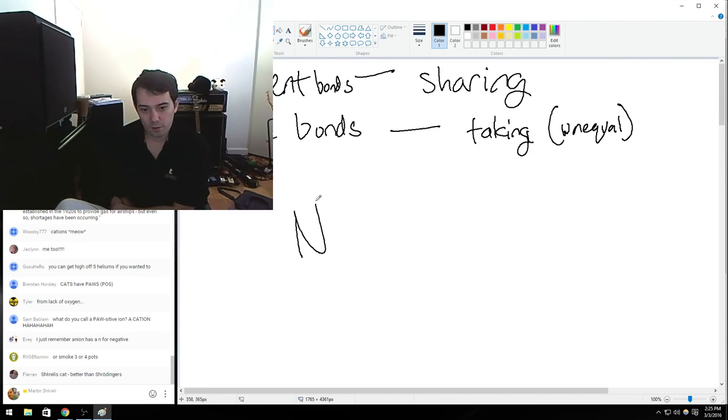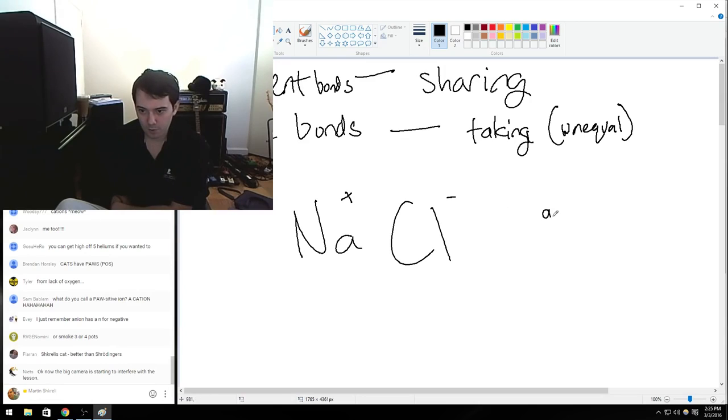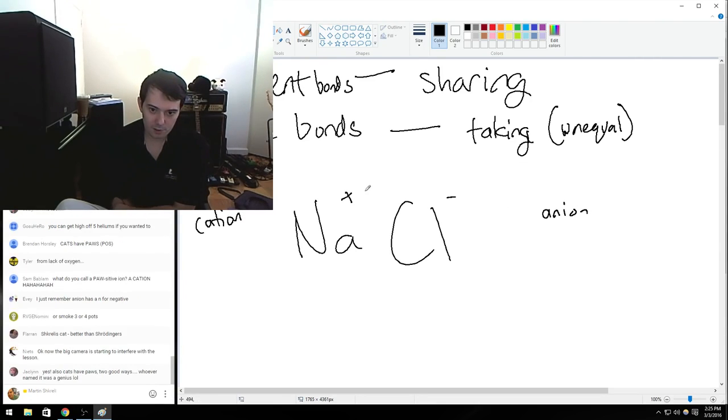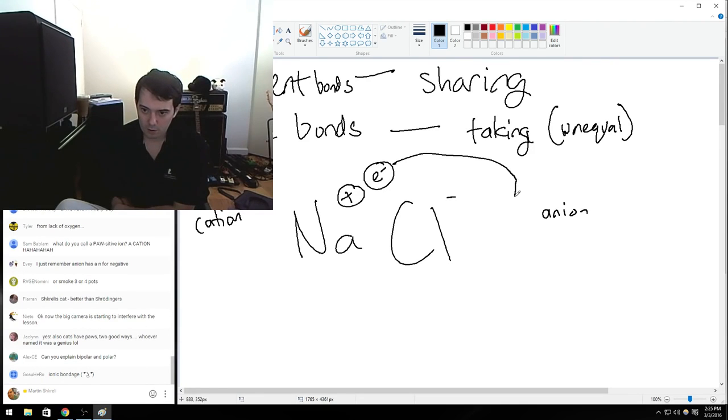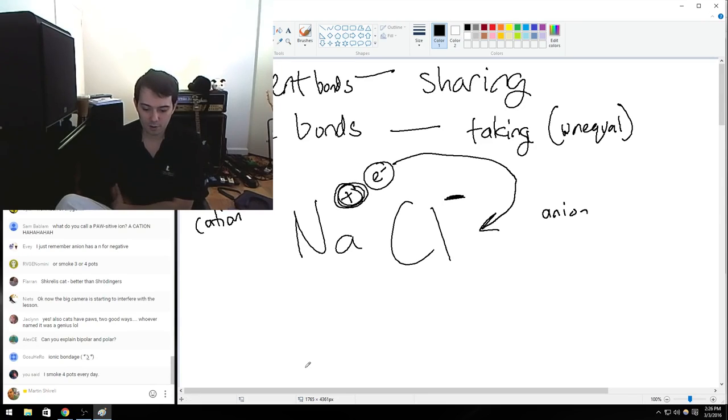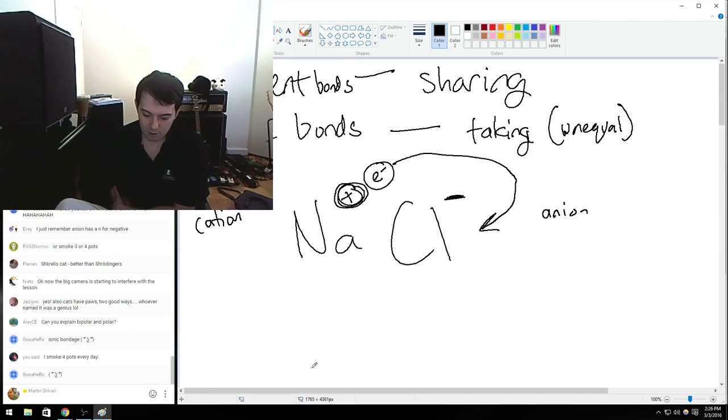So one of the bonds that forms is table salt, sodium chloride. The sodium forms a cation, and the chloride forms an anion. And what happens is the sodium electron goes to the chloride, and it becomes negatively charged because it's got that extra electron. And the sodium is positively charged because it's lost an electron.